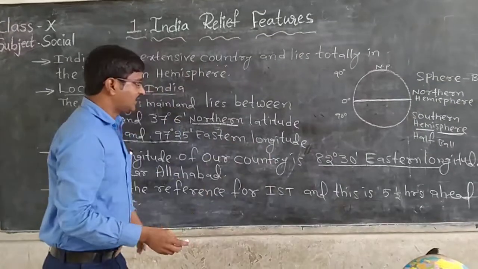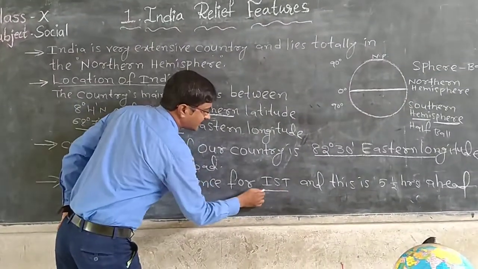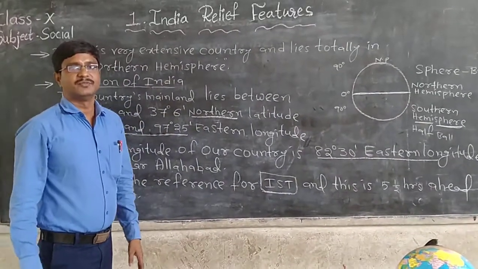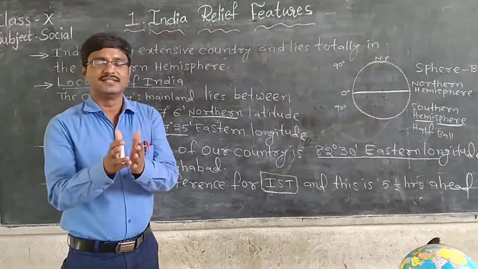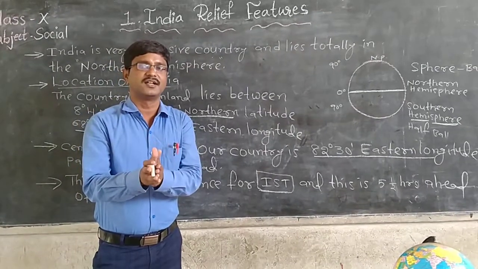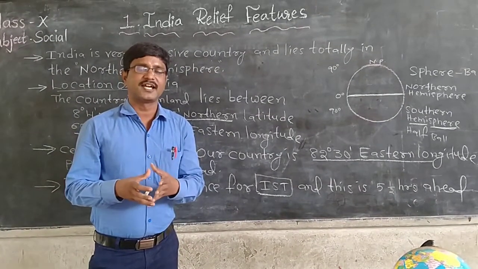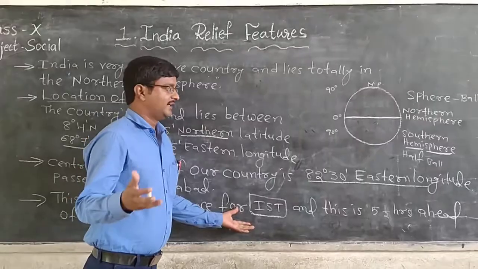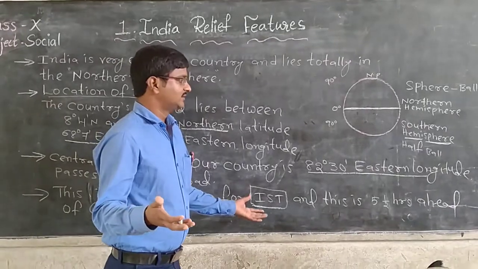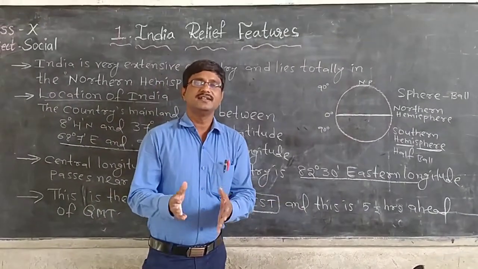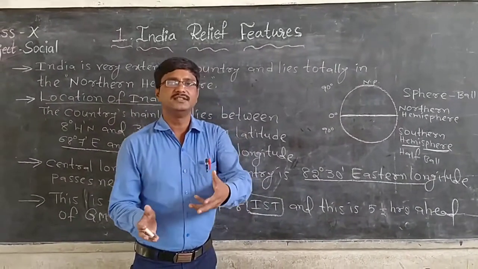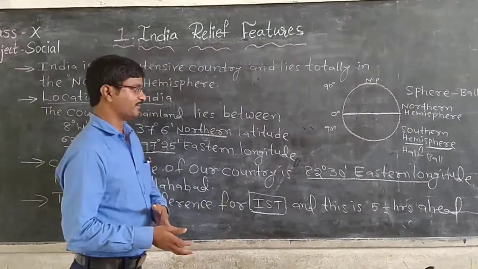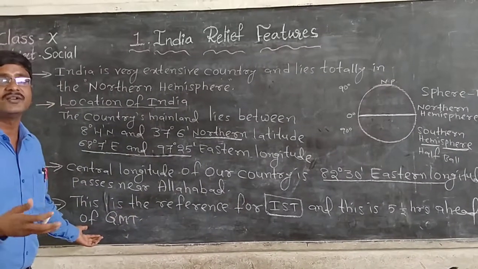Right? Already we have just learned this is the reference for IST, Indian Standard Time. Based on that 82.5 eastern longitude, our Indian time is measured, and this IST is 5.5 hours ahead of Greenwich Mean Time.